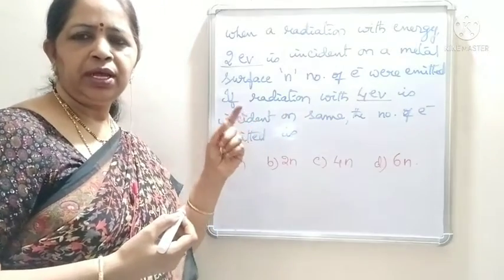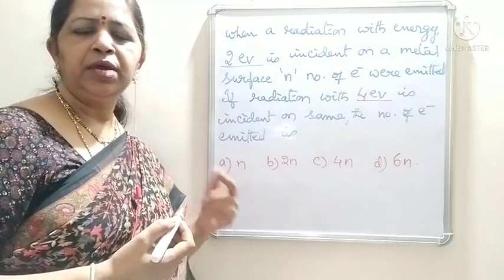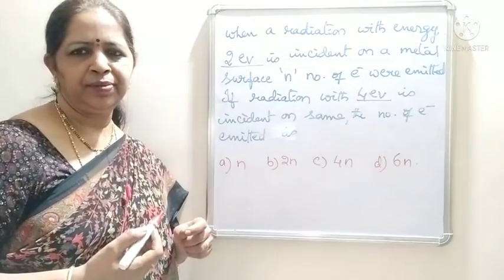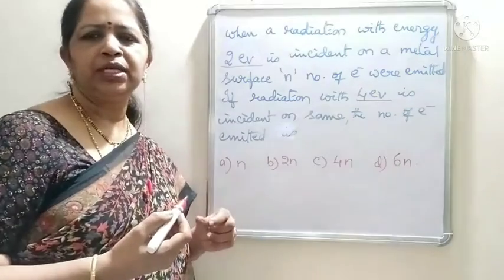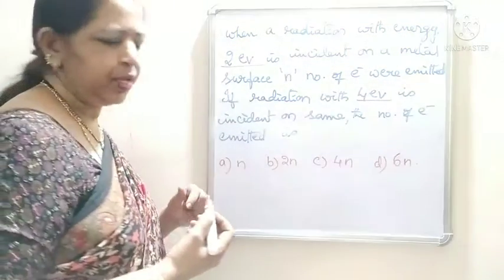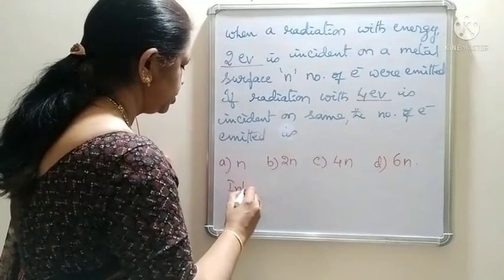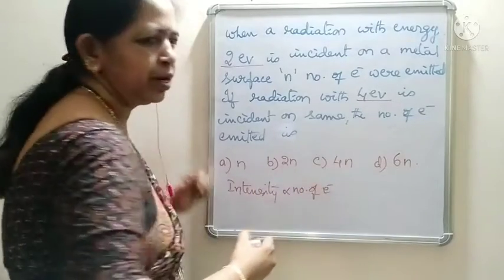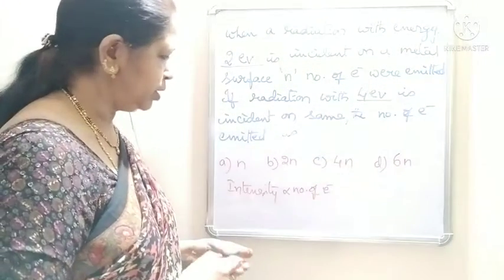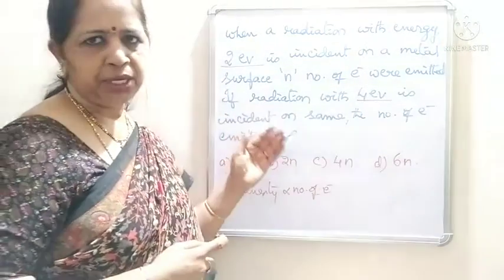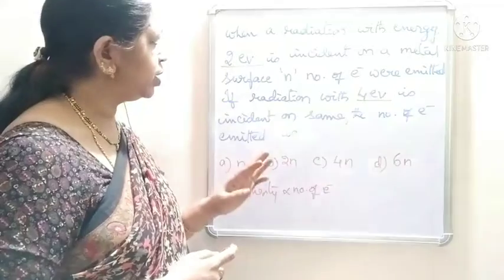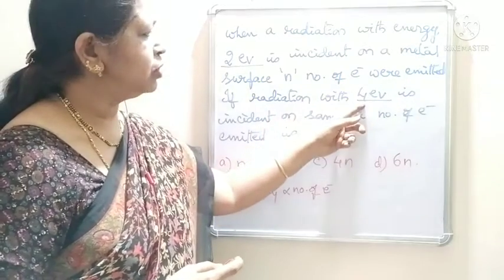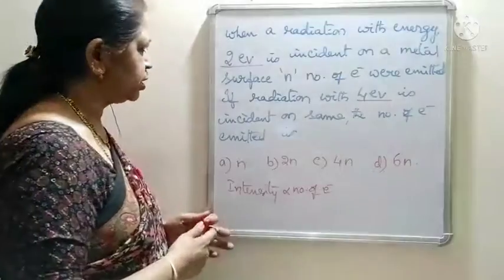We know that the energy is nowhere related to the number of electrons emitted from the metal surface. Energy is independent of the number of electrons emitted. Which factor determines the number of electrons emitted? It is the intensity. Intensity is directly proportional to number of electrons ejected from the metal surface in photoelectric effect. So here the intensity is not changed, only the energy is changed. So here by 2 electron volts n number of electrons are emitted, by 4 electron volts also we will have the same number of electrons emitted. So it is option A.